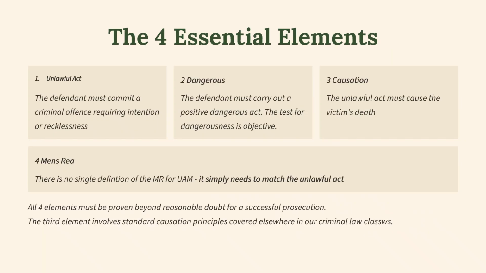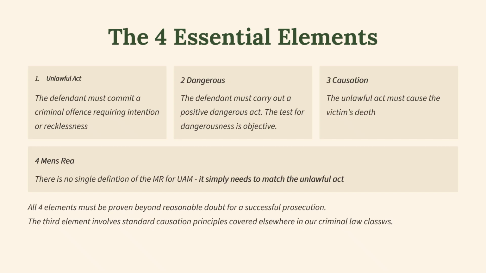There are basically 4 elements to unlawful act manslaughter. The first one is the unlawful act. The defendant must commit a criminal offence requiring intention or recklessness. Secondly, the act must be dangerous. The defendant must carry out a positive dangerous act. The test for dangerousness is objective. Causation is the third element, which is the unlawful act must cause the victim's death.